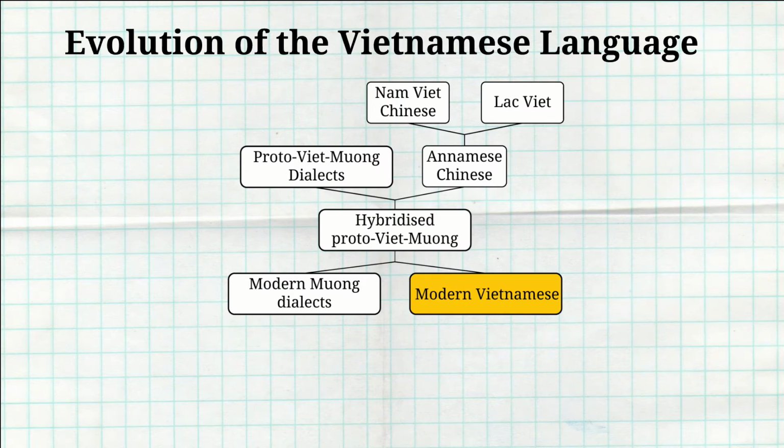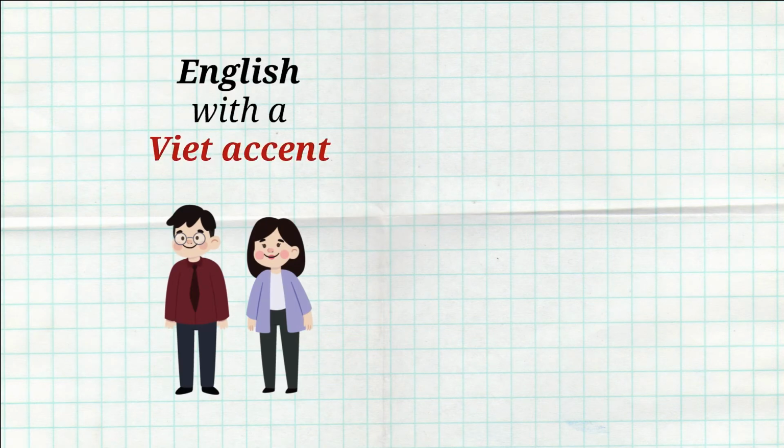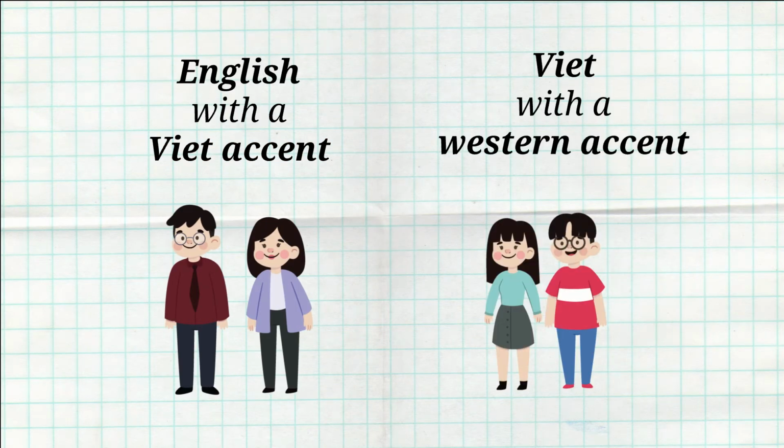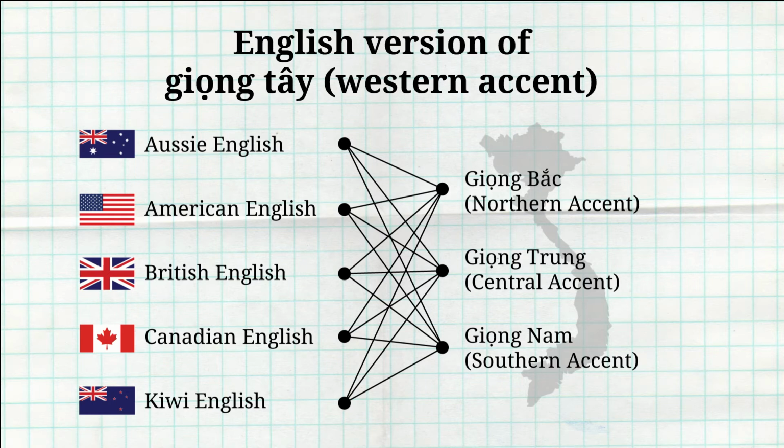It's only natural that a language will evolve as it settles into a new environment. Just like how our parents can't speak English without a Vietnamese accent, we also cannot speak Tiếng Việt without a Western accent. For the rest of the lesson, I'll be discussing specifically the English version of Giọng Tây. From my observations at least, there are 3 things that set this accent apart.